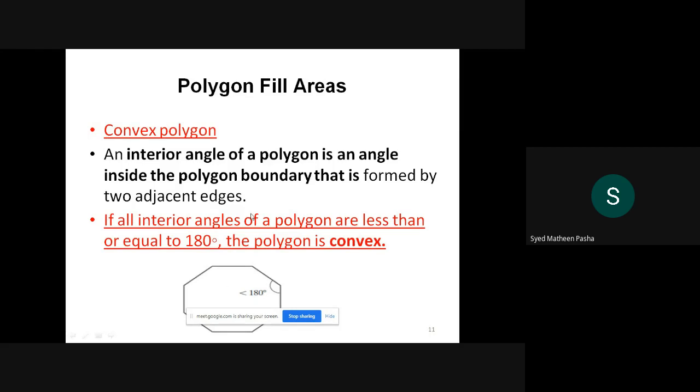If all interior angles of a polygon are less than or equal to 180 degrees, the polygon is convex. So you need to remember how an angle is given to an object. The definition of a convex polygon is that all the interior angles of a polygon should be less than or equal to 180 degrees. I can call that type of polygon a convex polygon.